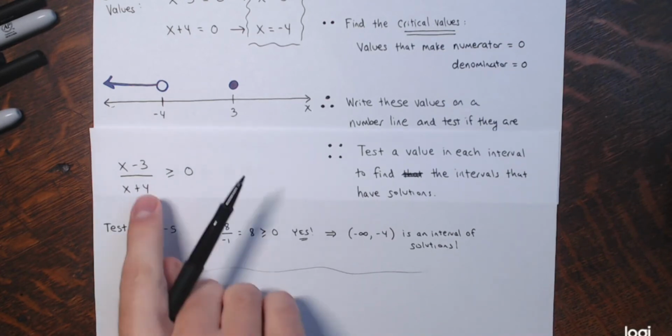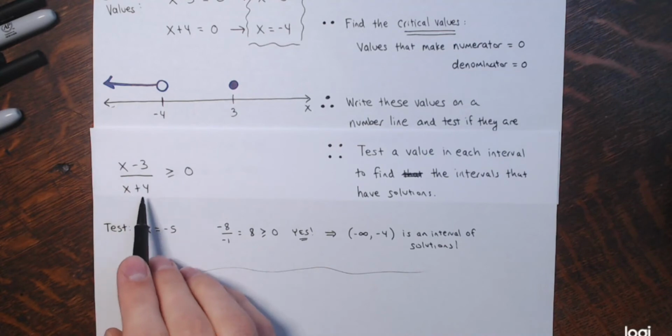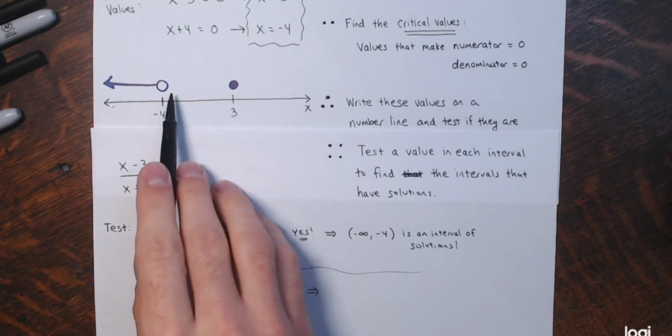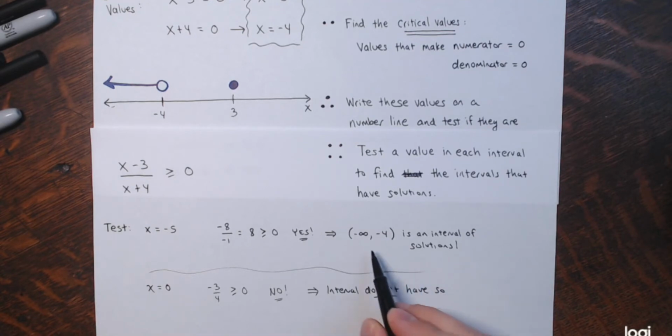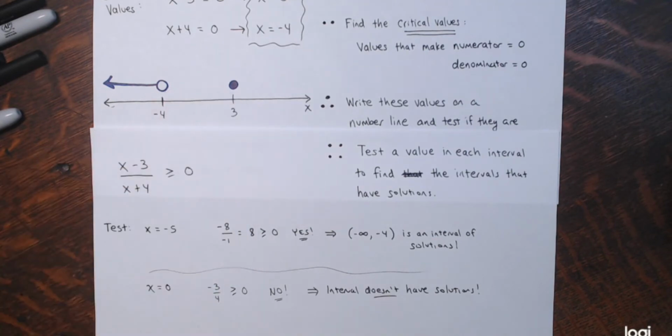Now if I plug in 0, the left side is negative. We have negative 3/4 is greater than or equal to 0. Is a negative number greater than 0? No. Is a negative number equal to 0? No. So this tells me that this interval between negative 4 and 3 doesn't have solutions. So I'm not going to write the interval notation for it. There's no point. So nothing there. I'm not putting anything in the graph here in between negative 4 and 3.